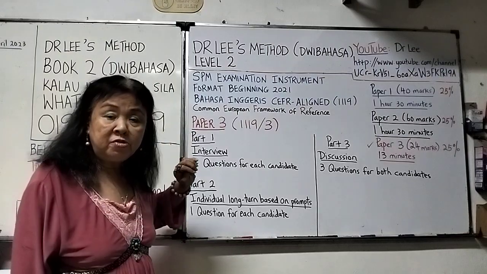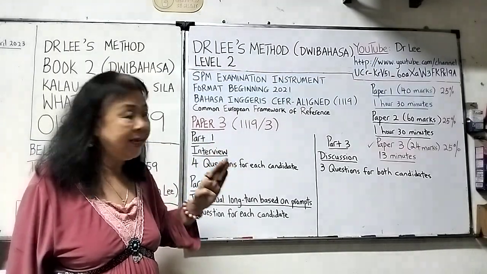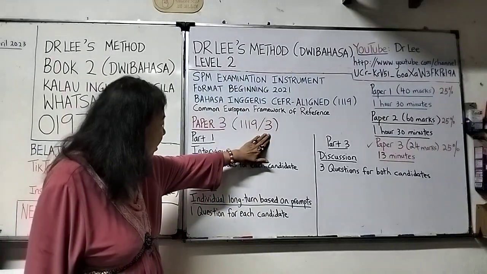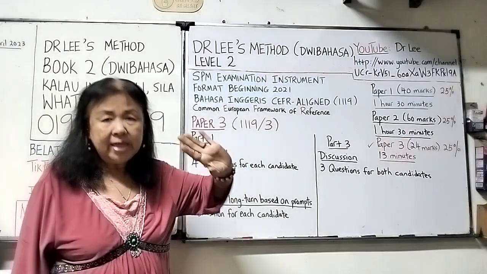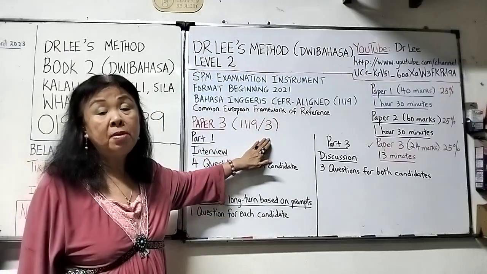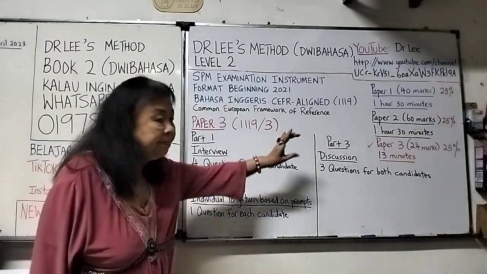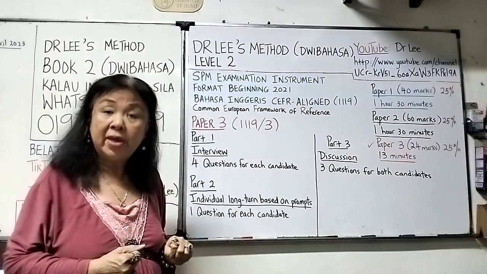Part 1 for paper 3. Now paper 3, the code is 1119, and stroke 3. Now 3 stands for paper 3, 2 stands for paper 2, 1 stands for paper 1. So you have part 1, part 2, and part 3.